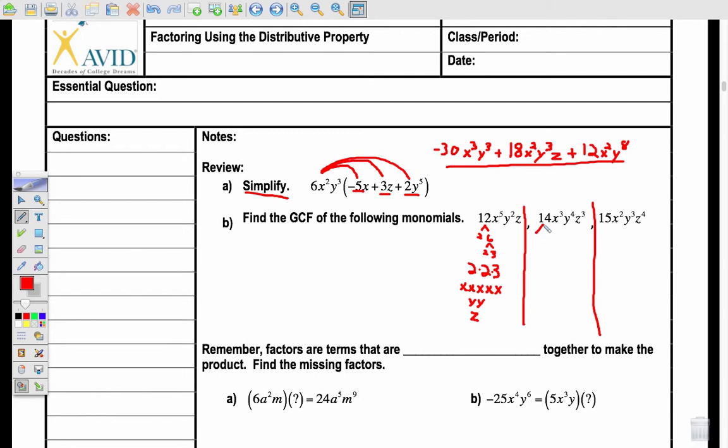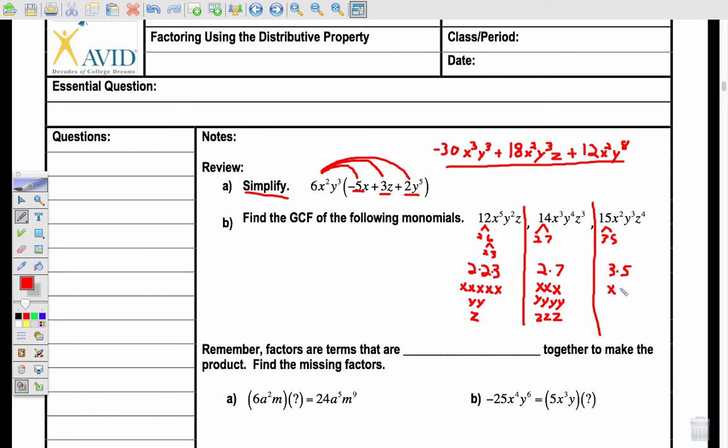So if we do the next one, I know 14 is going to break down to 2 and 7. So our numbers are 2 and 7. X's, there's 3 of them. So 1, 2, 3. Y's, there's 4. 1, 2, 3, 4. And Z's, there's 3. 1, 2, 3. Last one, break down that 15. That's 3 and 5. So our numbers are 3 and 5.